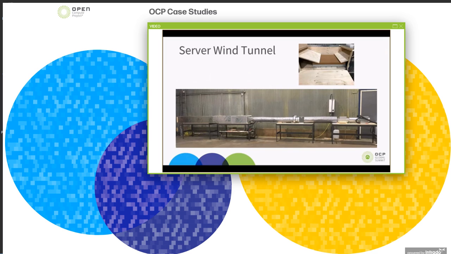Here's a picture of the wind tunnel. The air is moving from right to left. On the bottom picture here, I'll show you, here's where the server is located, and the picture at the top shows a close-up view when the wind tunnel is opened with the server in it.